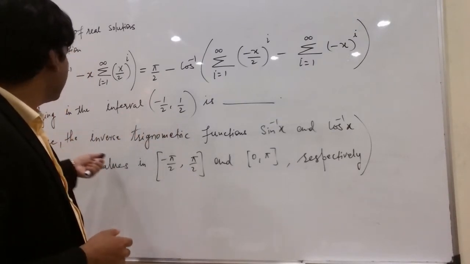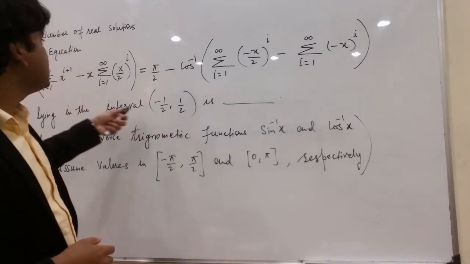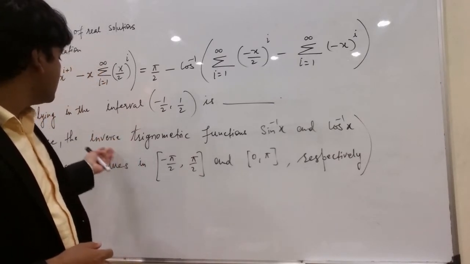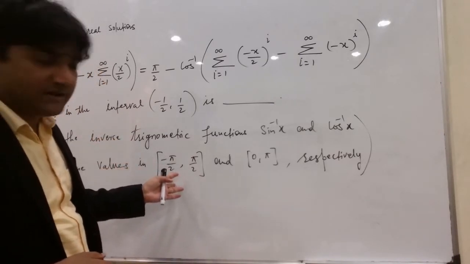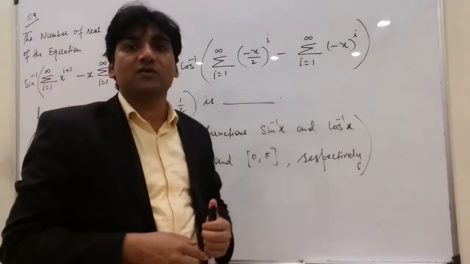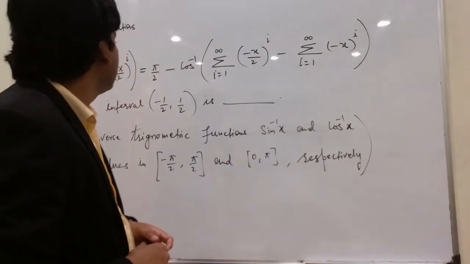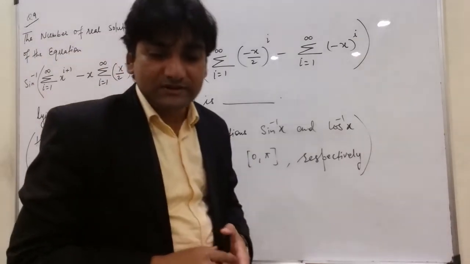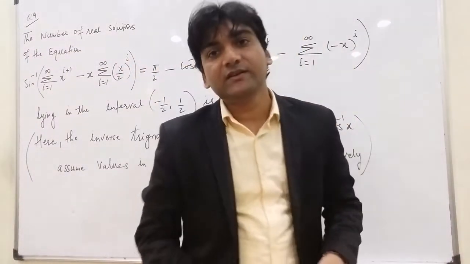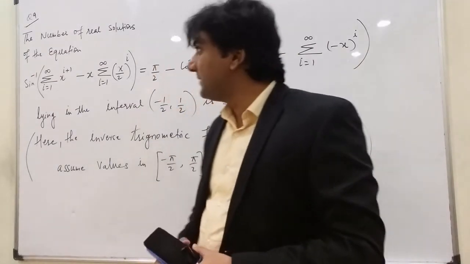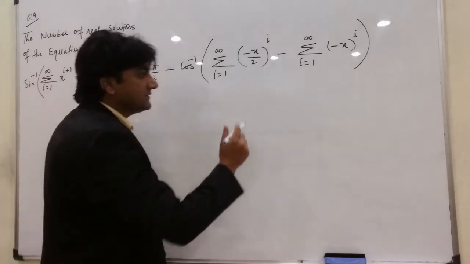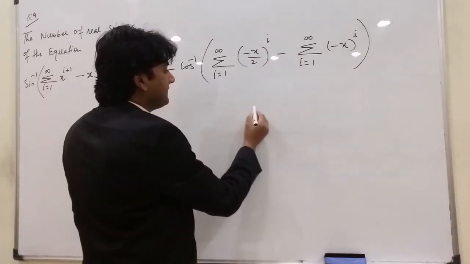So here sine inverse and cos inverse are inverse trigonometric functions. The range is also given: minus pi by 2 to pi by 2 for sine inverse x, and 0 to pi for cos inverse x. Okay, now we have to start. Before starting this question, I want to explain a little bit about inverse trigonometric functions. I want to revise.